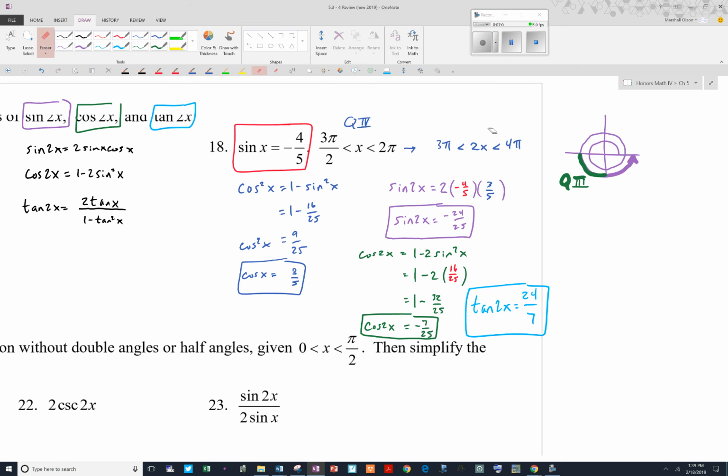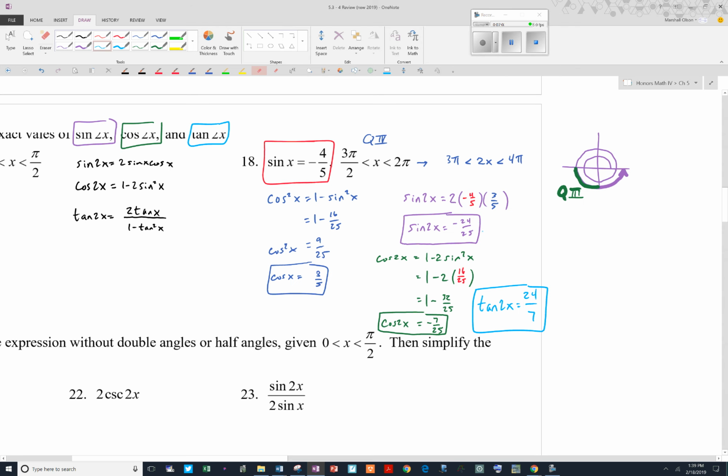And even if we didn't know, this negative and this negative is going to end up giving us the positive tangent of 2x anyways. So the positives and negatives will work themselves out. So these are our 3 answers here to this problem.